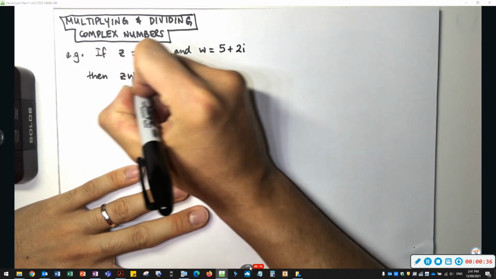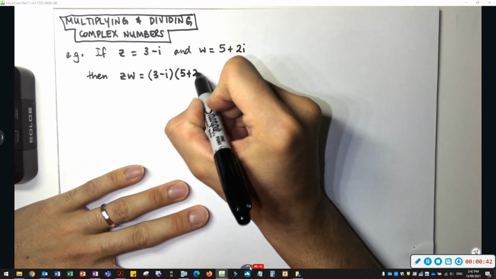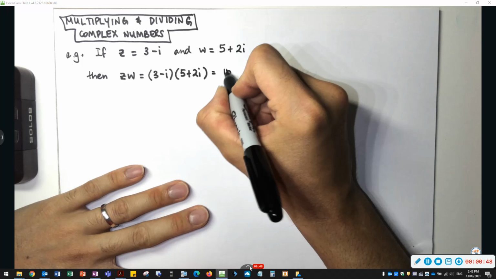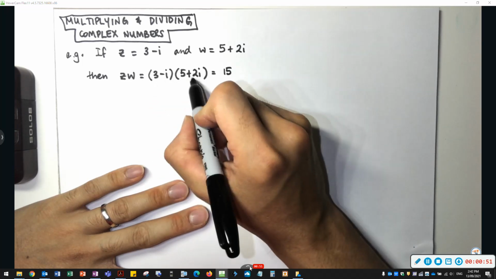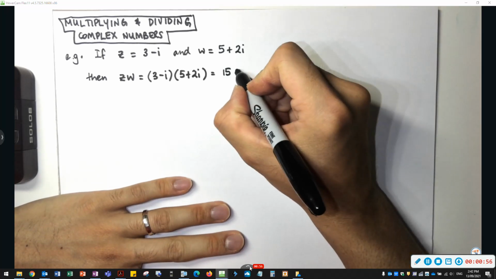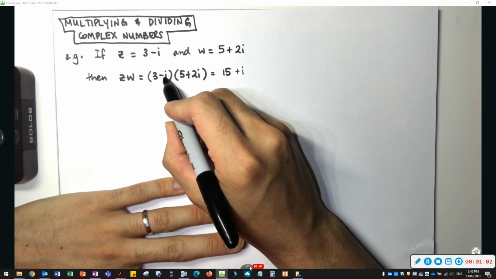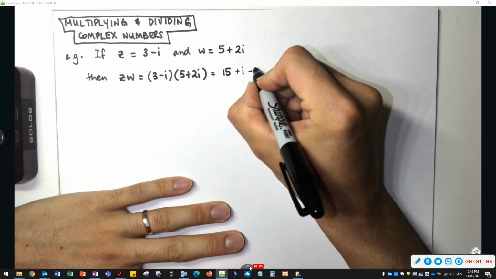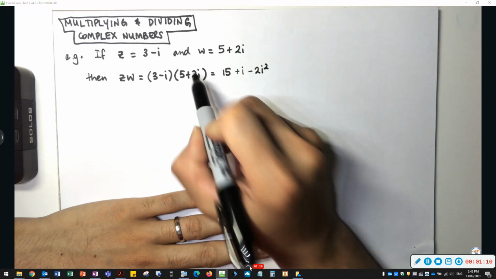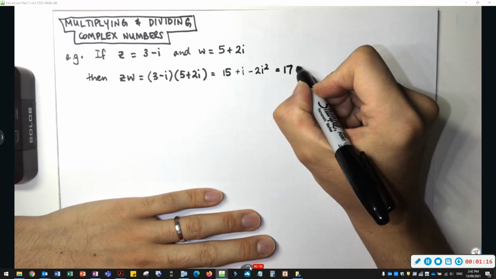Then z times w, or zw, is simply 3 minus i times 5 plus 2i. Expand the brackets. So you get 15, and then you've got 6 minus 5 for the i component. 6 minus 5 is 1, so plus i. And then the final part, you've got minus 2i squared. If you want to do this quickly, it's really just the first two terms and the last two terms multiplied. So you've got 17 plus i.